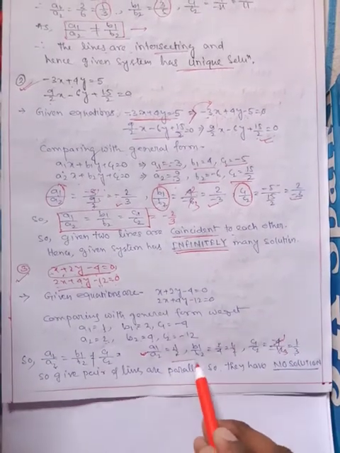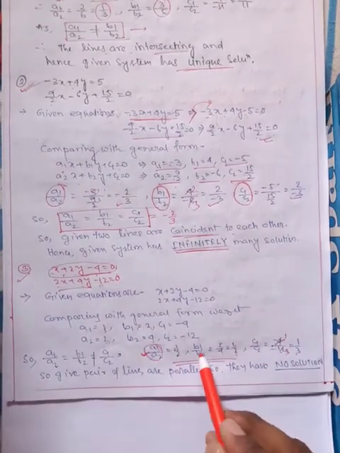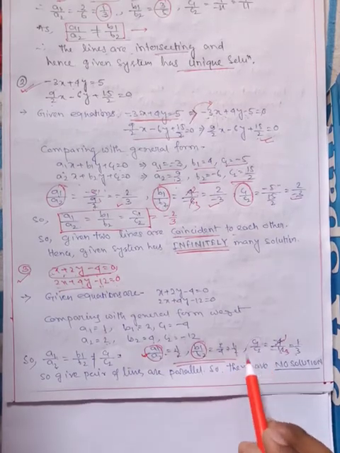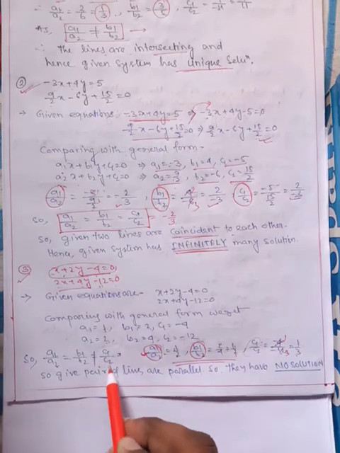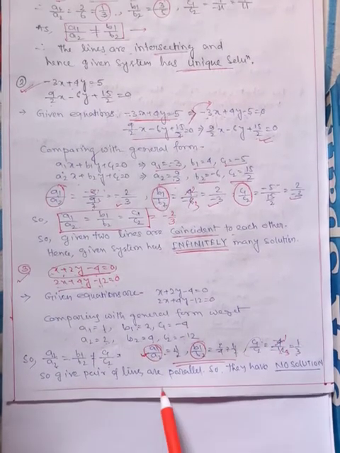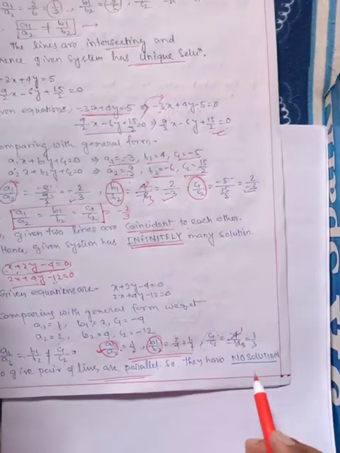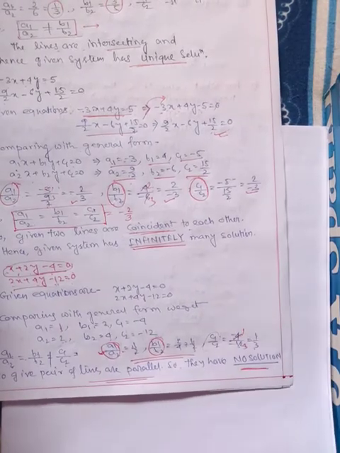So you can see here the first two ratios, a1 by a2 and b1 by b2, are equal, but c1 by c2 is not equal to these. So a1 by a2 equal to b1 by b2 not equal to c1 by c2. So this system is a parallel system, so it has no solution. Okay, understood?